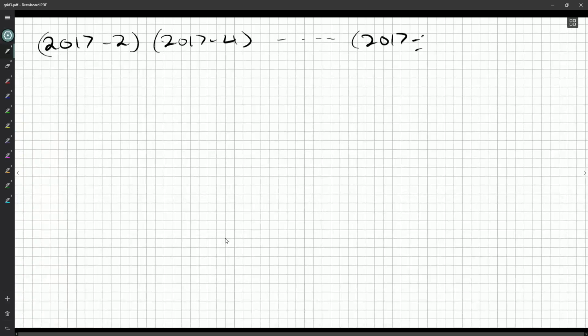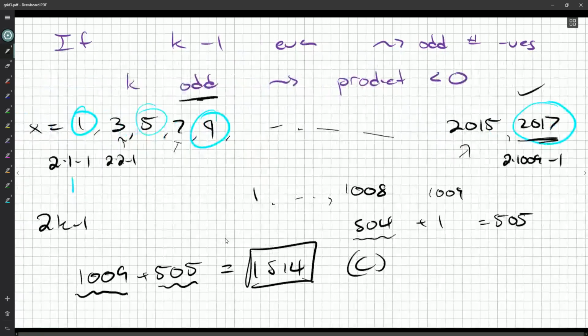So what would we have? 2017 minus 2 times 2017 minus 4, all the way down to 2017 minus 2016, and then the last term, 2017 minus 2018. This is the only one that will be negative, so yeah, 2017 is negative. It is every other one of these, and we have counted right. It is 505. So I'm happy with C.